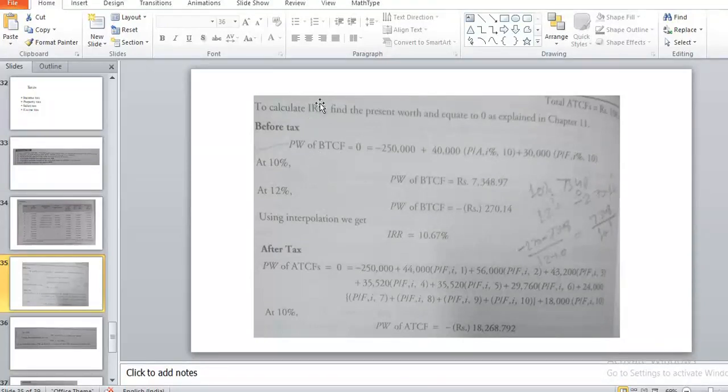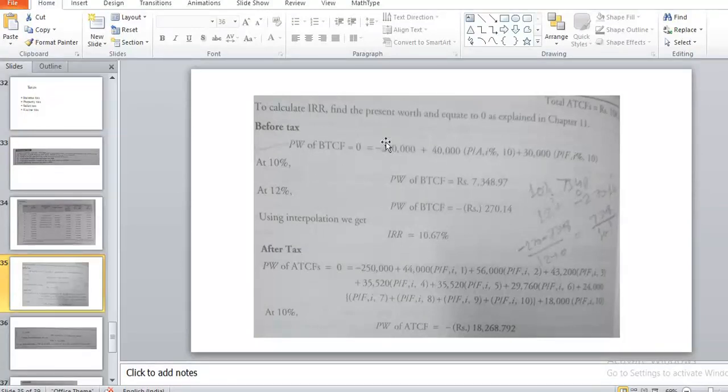So to calculate the IRR value, we have to find out the present worth and then equate it to zero. Then we will get the IRR value. So the present worth formula is like this.